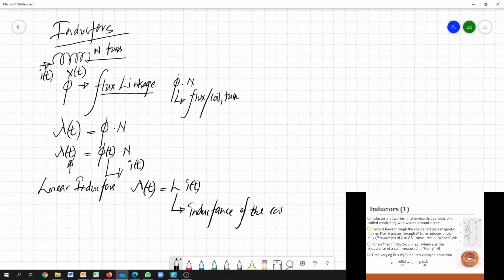Inductance is measured in Henry. For linear inductors, linear means the induced flux is directly proportional to the current we feed to the circuit, and the proportionality coefficient is the inductance of the coil, measured in Henry. So now we have a relationship: the total flux or flux linkage equals L times i of t.